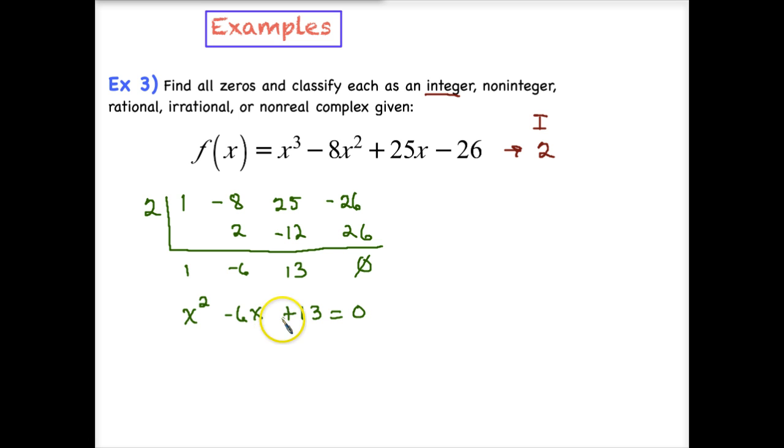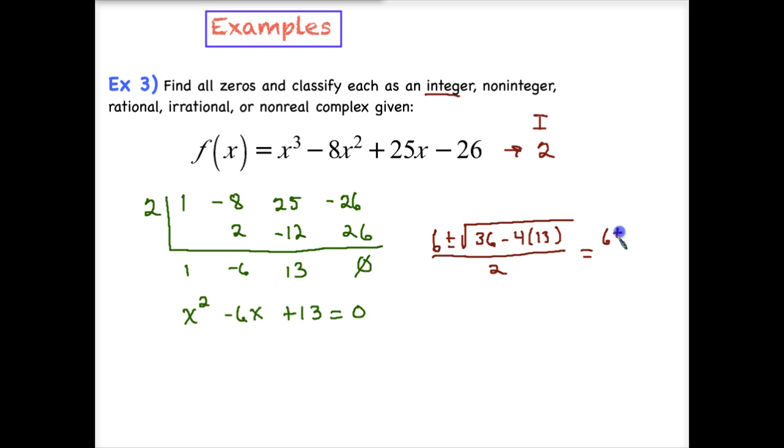In order to solve this, I can try to factor, or if I can't factor, then I can use the quadratic formula. And if I look at this, I can see that I can't factor this evenly, so I'm going to need to use the quadratic formula. Plugging the numbers into the quadratic formula, this is what I end up with.